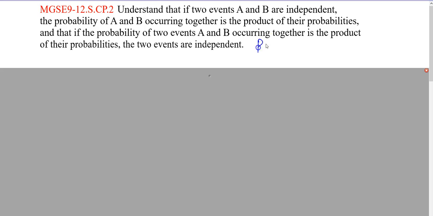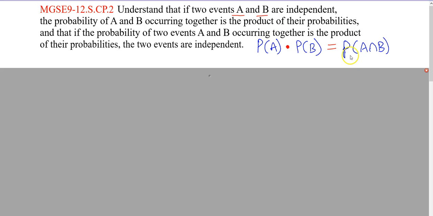Let me write P of A is the probability of A, and P of B is the probability of B, and P of A intersection B, that is, it is A and B, is the probability of both A and B. Now, if you multiply these two, the probability of A times the probability of B, the product of those two, if it is equal to the probability of A and B, in such case, we say that the two events A and B are independent.